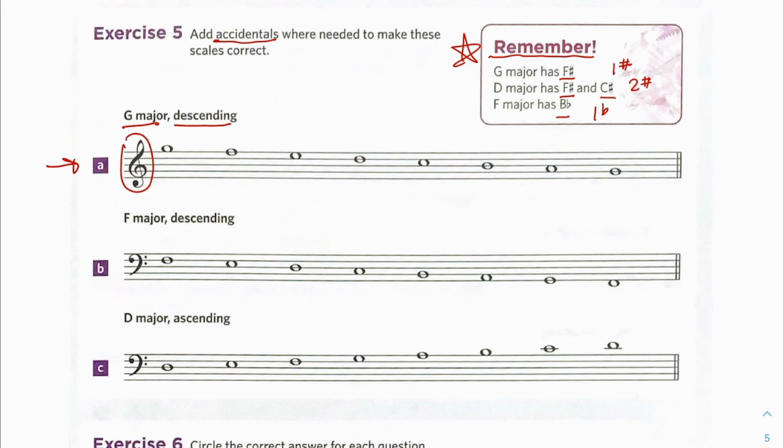Question A, G major in descending order. We are in treble clef. The first note must be a G because we are in G major. The ending note is also a G. And G major has one sharp. The sharp is an F sharp. So all we need to do is to find F and add a sharp next to it. The second note is already a sharp because G falling down to F. This is where the F sharp is. So you will put a sharp in front of the note.